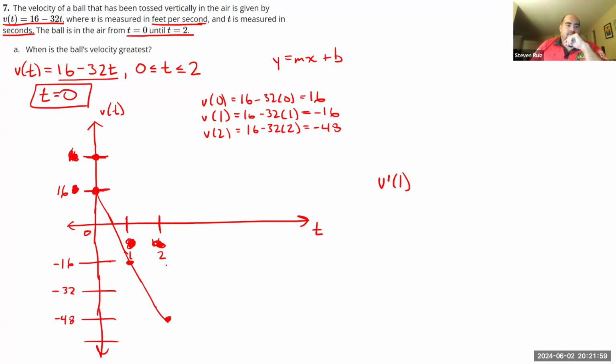And remember, when we asked what the slope of this line is, we said negative 32. We didn't specify where, because you don't have to. It's a straight line. So maybe v prime of 1 is negative 32. If you're not convinced by that, let's look at it a different way.